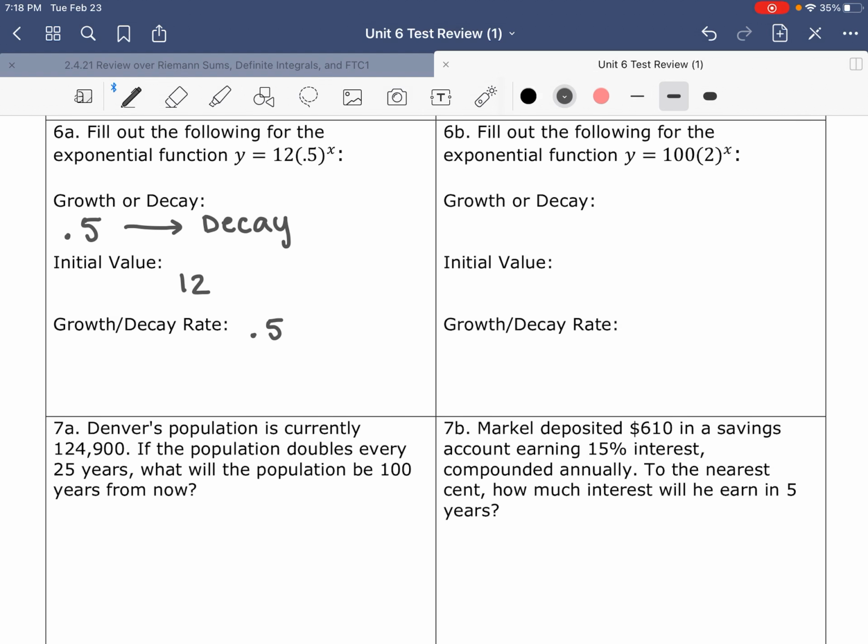Okay, for 6B, is it growth or decay? Notice our growth or decay rate is going to be a 2. That is bigger than 1, so this one's going to be growth. The initial value is the one outside of the parentheses, so this one would be 100. And the growth or decay rate is what's inside the parentheses, so that would be a 2.